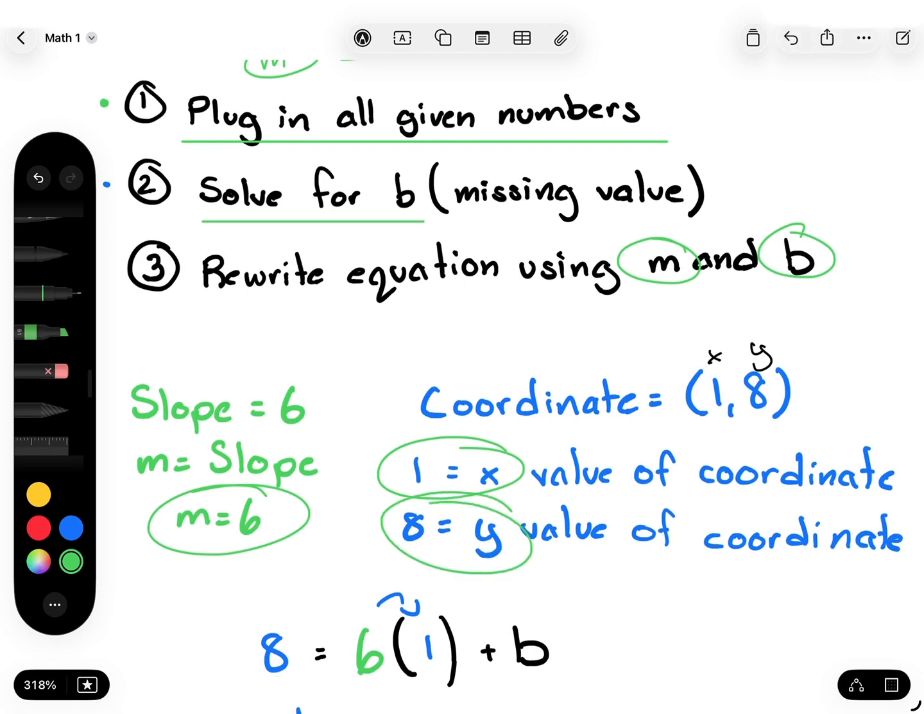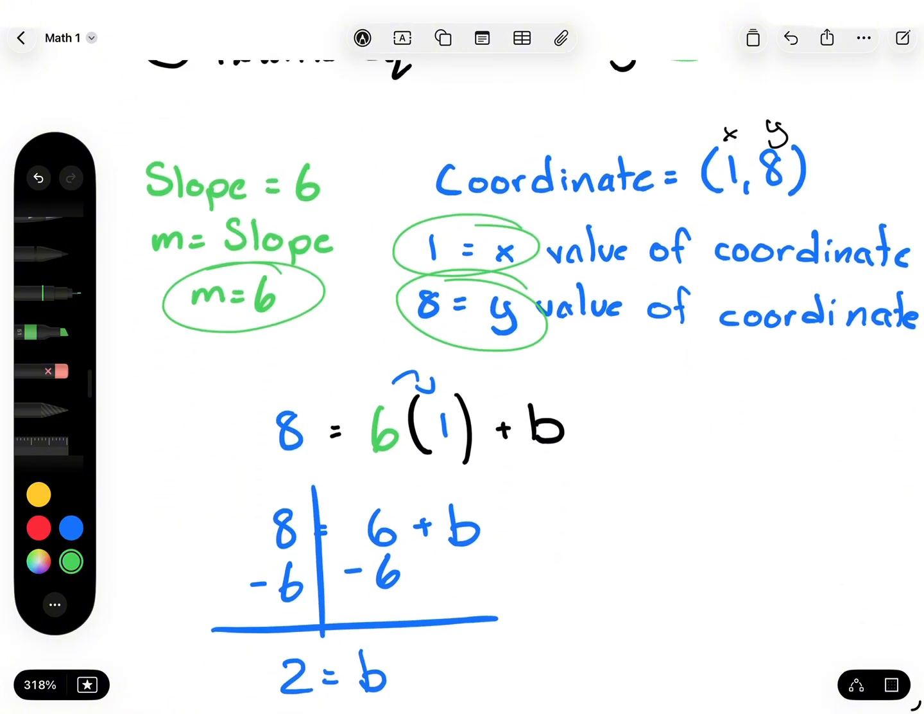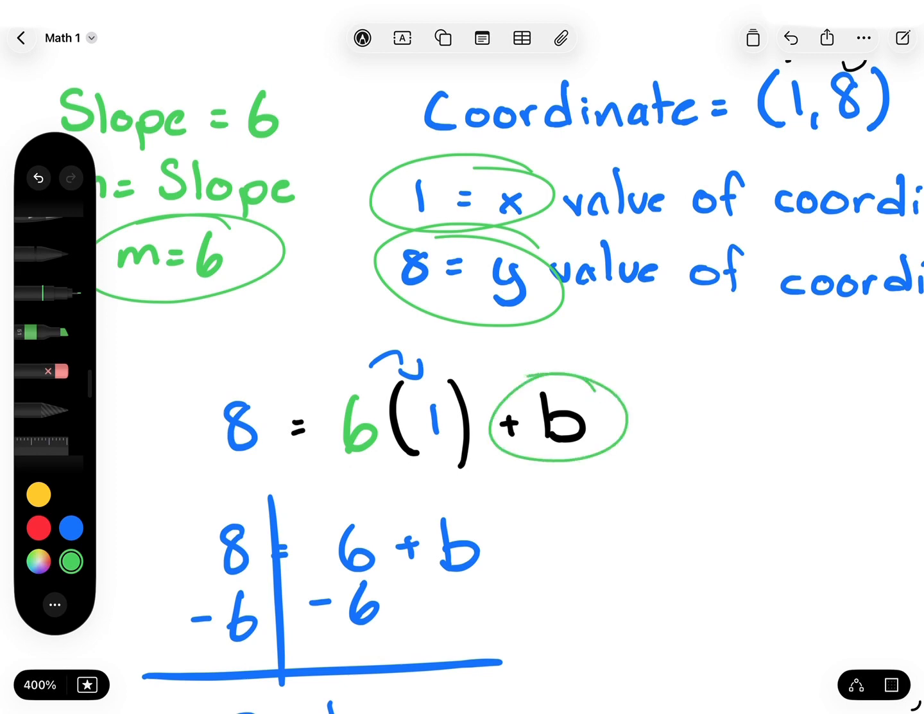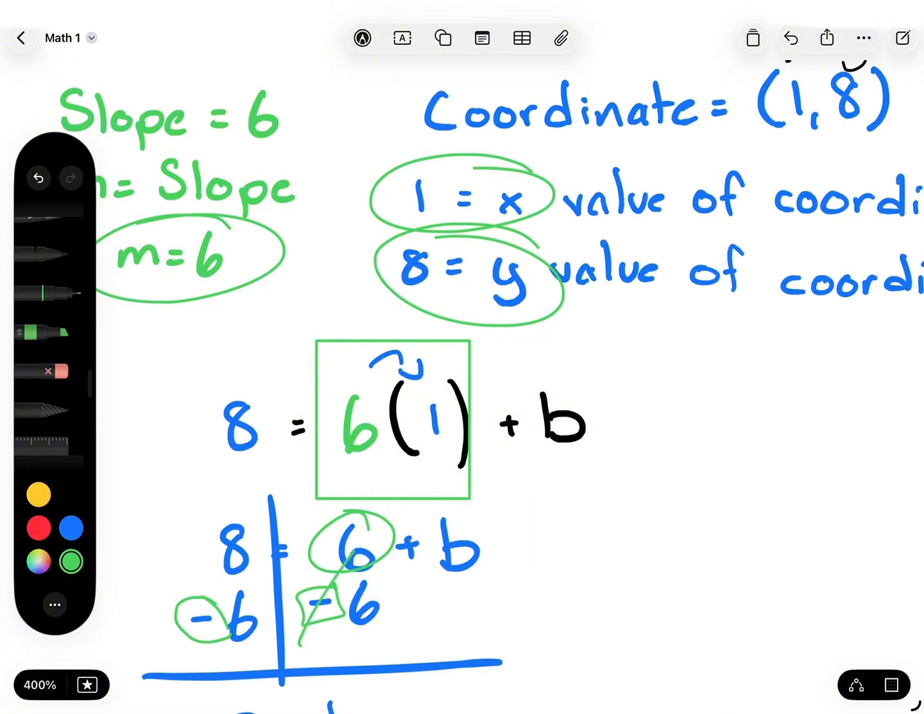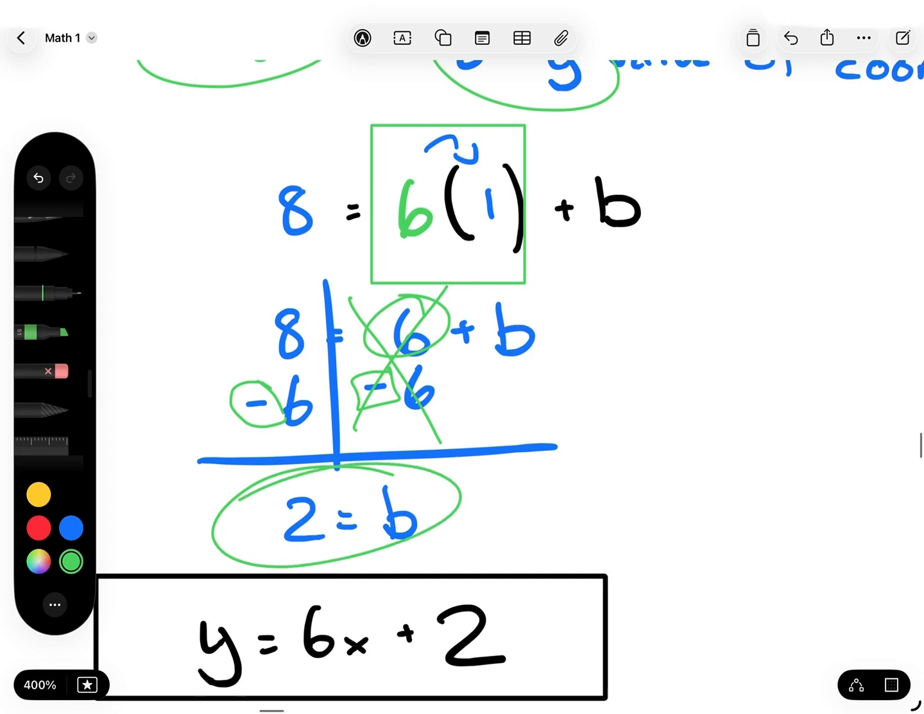If you don't remember how to solve for equations, I strongly suggest checking back in the previous unit for that video. But essentially, you're going to want to deal with all the numbers farthest from b first, which happens to be 6 times 1. 6 times 1 is 6. And now you want to get b by itself. So you're going to do the opposite of being positive, which is to add a negative sign to both sides to make sure that this equals 0. 6 minus 6 is 0. 8 minus 6 is 2, leaving us with 2 equals b.